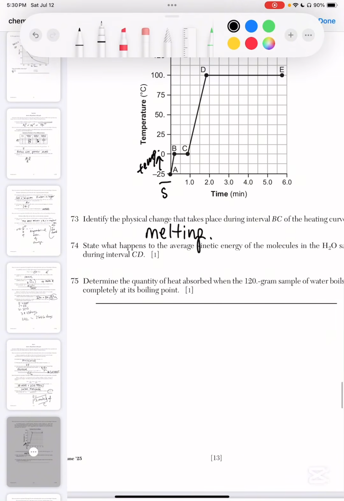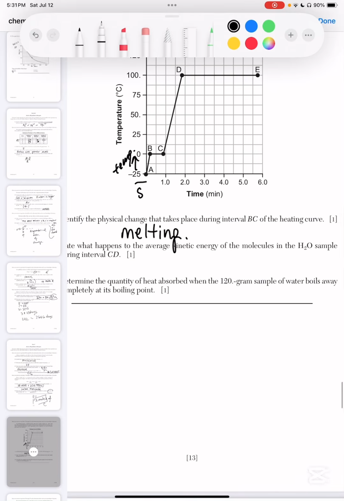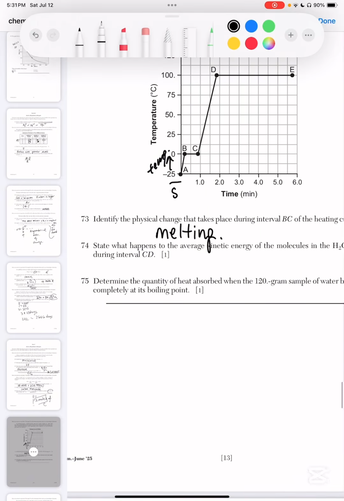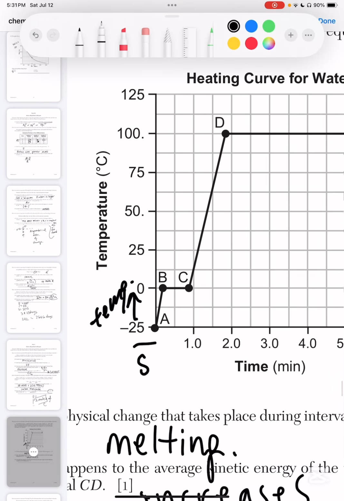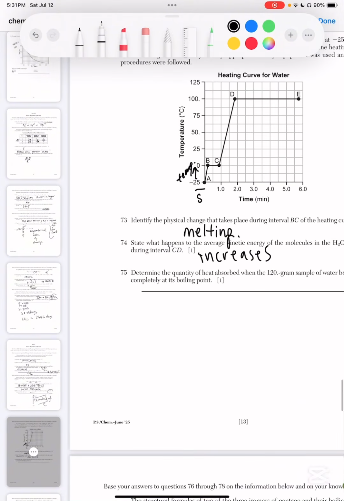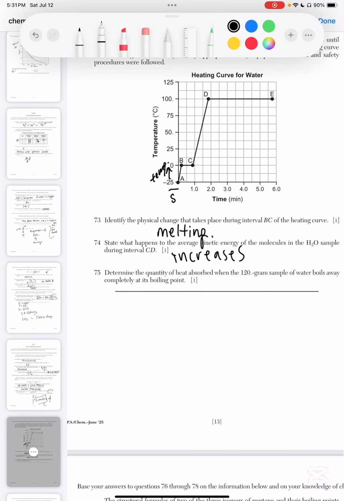State what happens to the average kinetic energy of the molecules in H2O during interval CD. So average kinetic energy over this interval is increasing because it's essentially temperature. Average kinetic energy is basically temperature. My chair creaks so loudly. And at point B it's 0, but at point D it's 100. So this is increasing from 0 to 100. 0 to 100, oh my gosh.